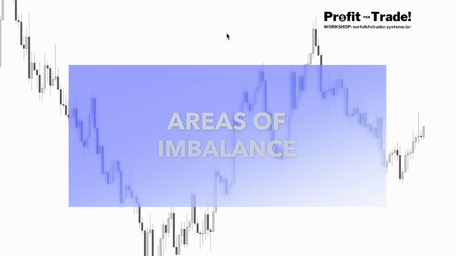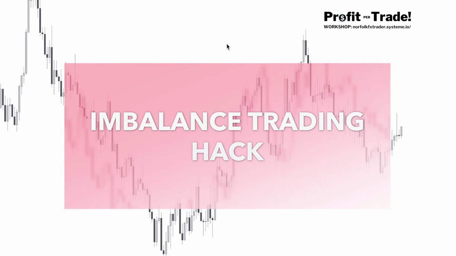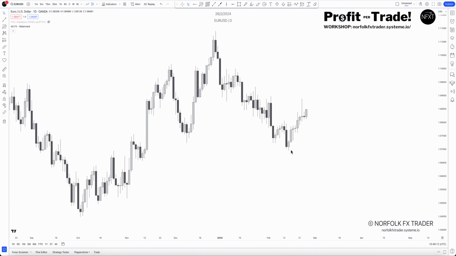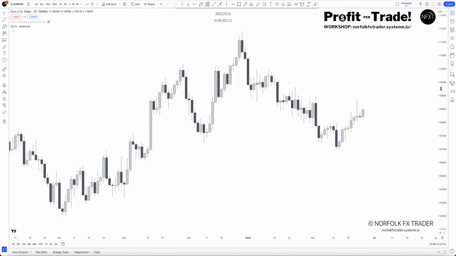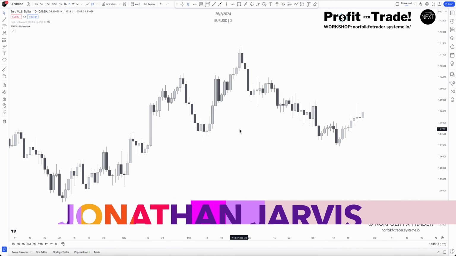Perhaps you struggle to mark out those areas of imbalance. I'm going to give you an imbalance trading hack today to make your life so much easier, and we're going to quickly go through how you can use this to your advantage as well. So on the USD daily time frame, many of you say you can't find these zones very quickly to trade from.